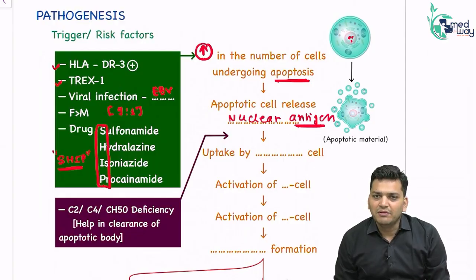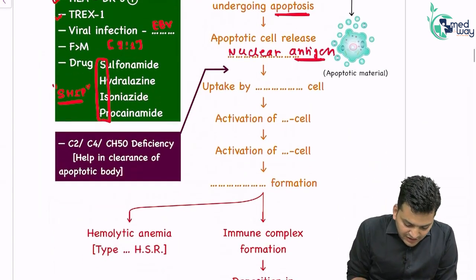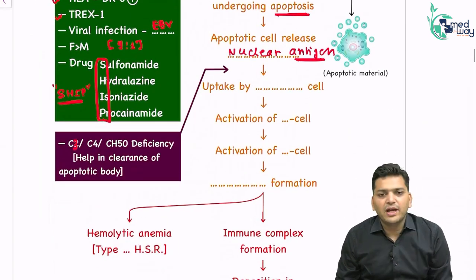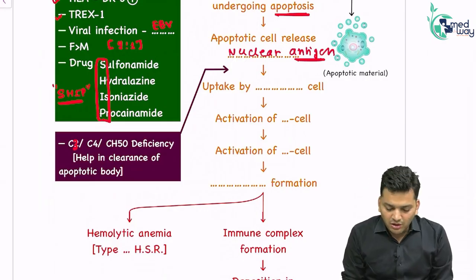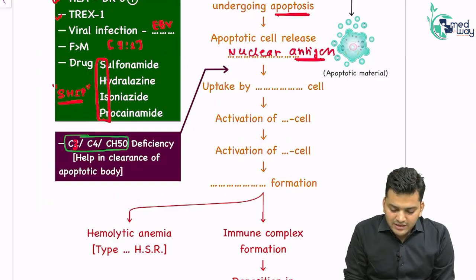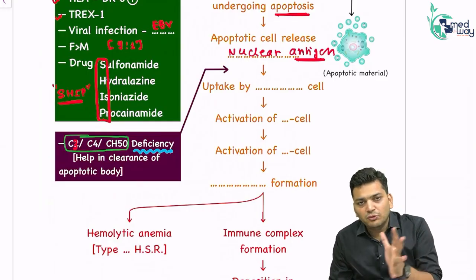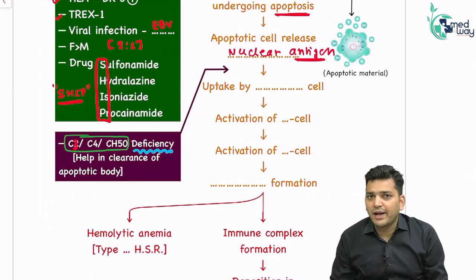They can be cleared from the system with the help of the complements C3, C4, and CH50. What these complements are doing is basically removing or clearing these apoptotic bodies. But by chance, if there is a deficiency of these, then these nuclear antigens will not be removed from the blood, and they will remain and trigger the immune system.